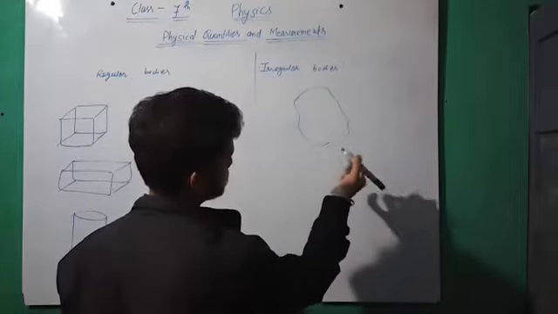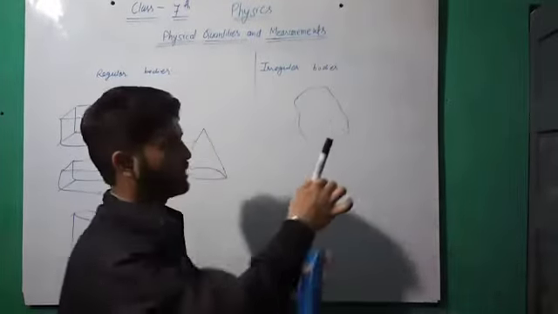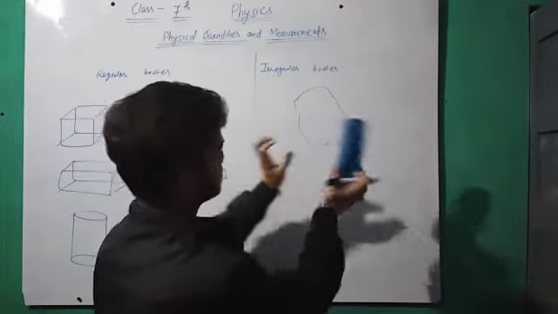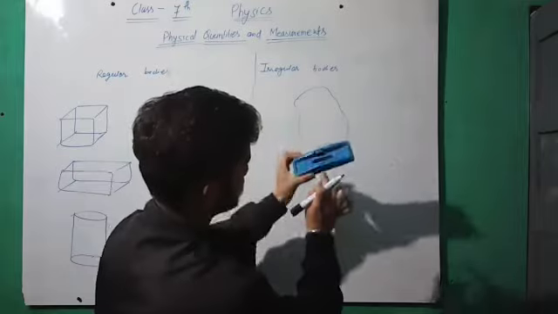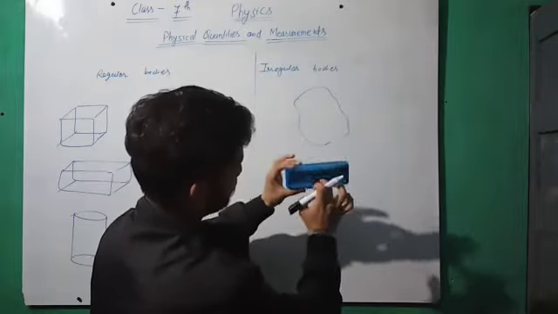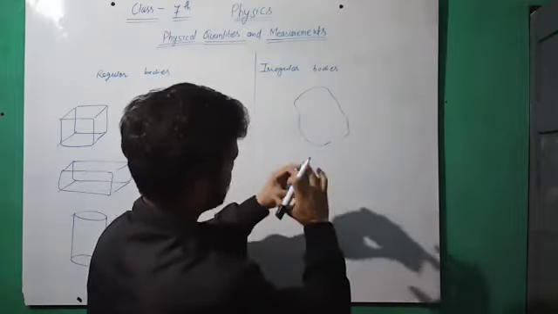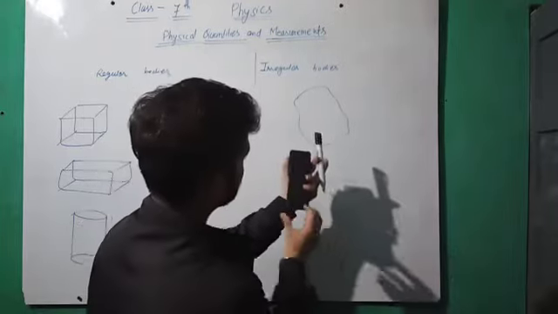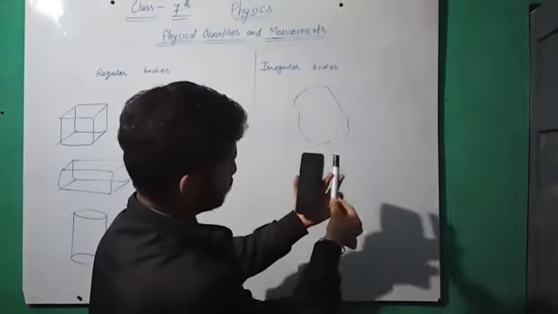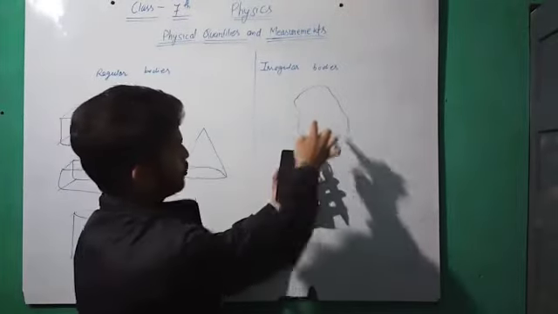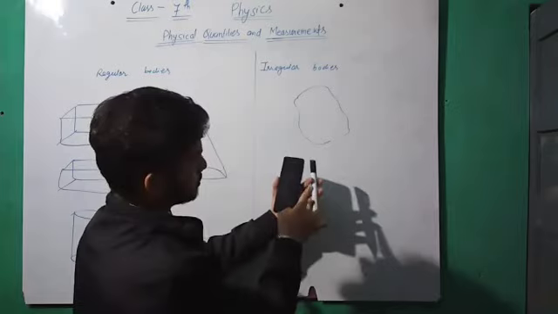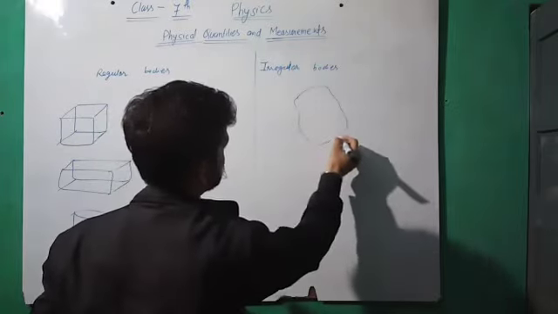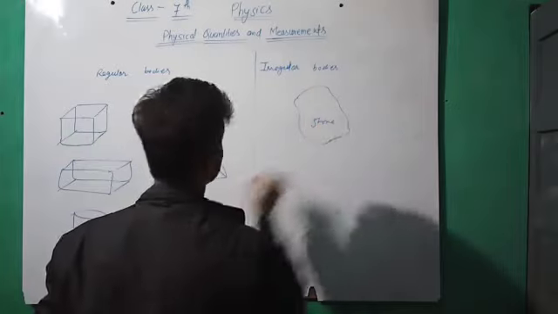Even this marker is also irregular because the shape of this marker is not regular from each side. And this duster is also an irregular body because there is a cavity and all the other sides are unequal in shape. So these three are irregular bodies. If you want to measure the volume of this stone, duster and marker, then we have to use a different procedure for the measurement of these quantities.